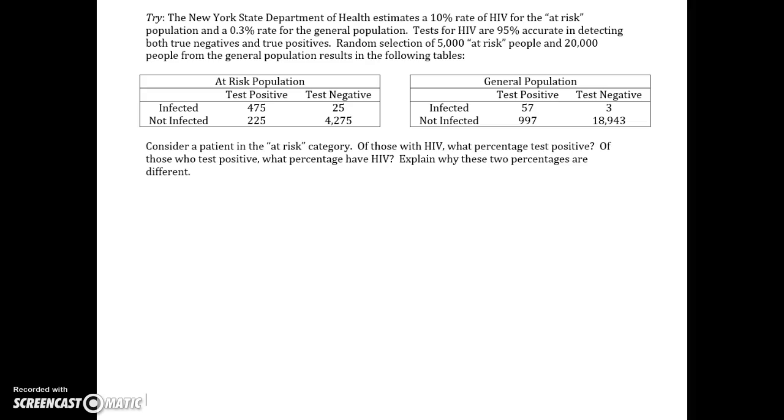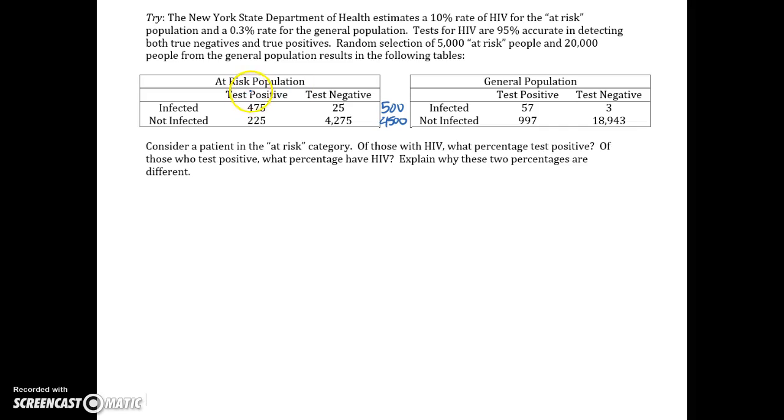The first thing I recommend doing is figuring out the total values for each row and column for the at-risk population and the general population. For the at-risk population, looking at those that were infected, there were 475 that tested positive and 25 that tested negative. This means that there were a total of 500 infected in this group. Similarly, there were 225 that tested positive and 4,275 that tested negative if they were not infected, telling us that there were 4,500 in this group. In total, that gives us the 5,000 people that were randomly selected in the at-risk population.